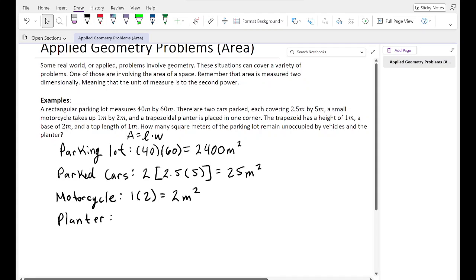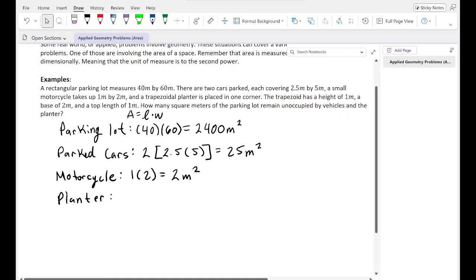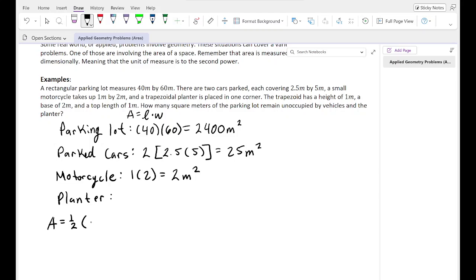And it's trapezoidal. So we have a specific formula for the area of a trapezoid, and that is 1/2 times the sum of the top and the bottom, the two lines that are parallel to each other in a trapezoid, times its height. So right here it has a height of 1 meter, so that's good. So we know that h is 1. It has a base of 2 meters and a top length of 1. So those two are your a and b.